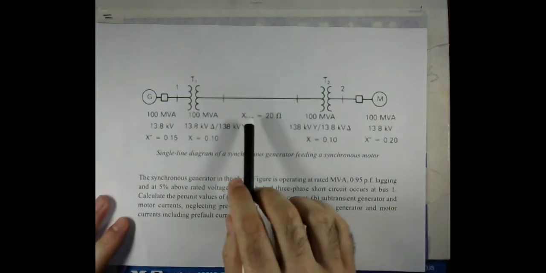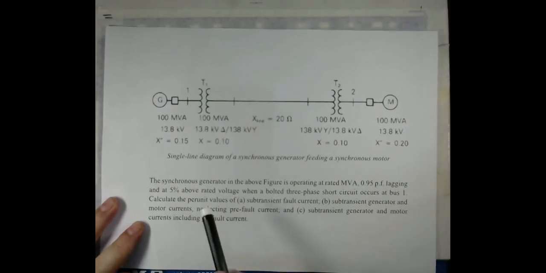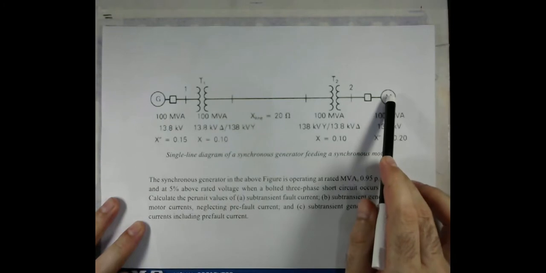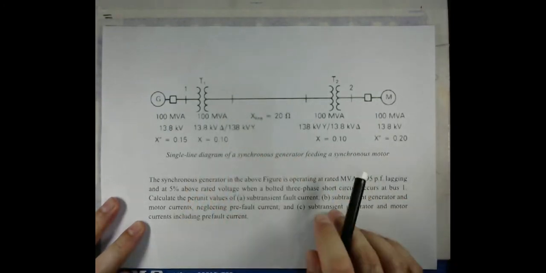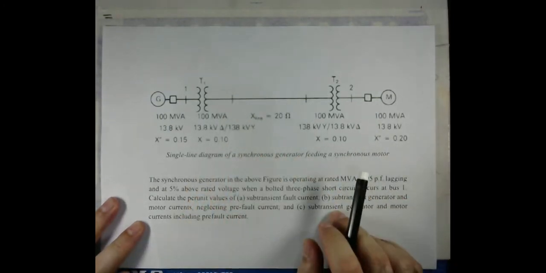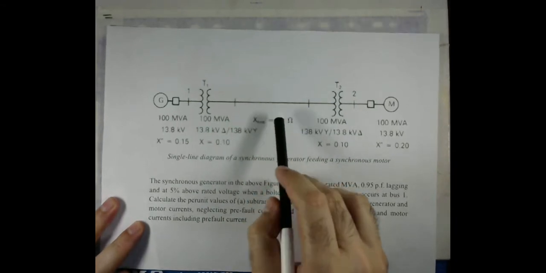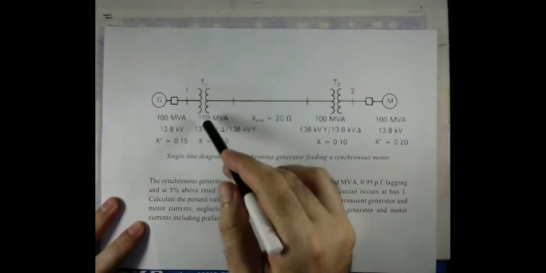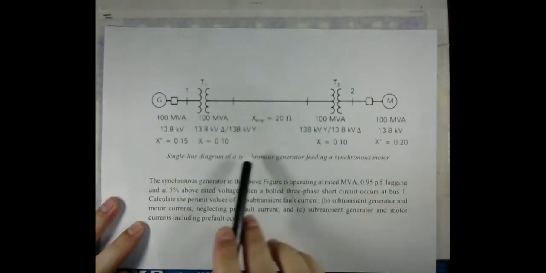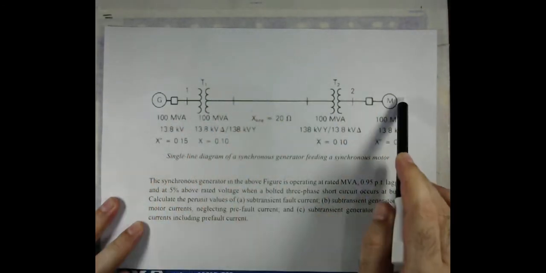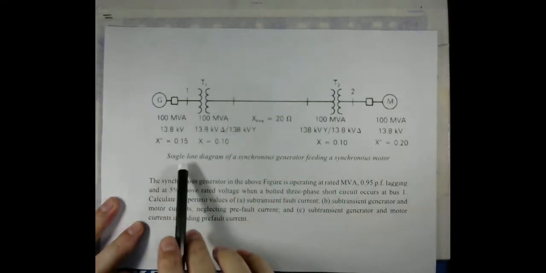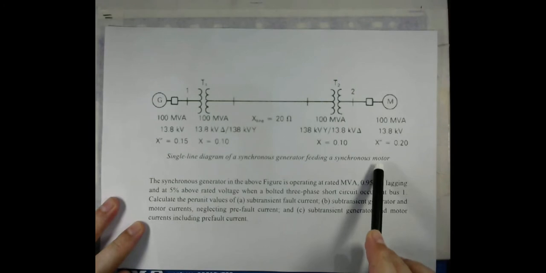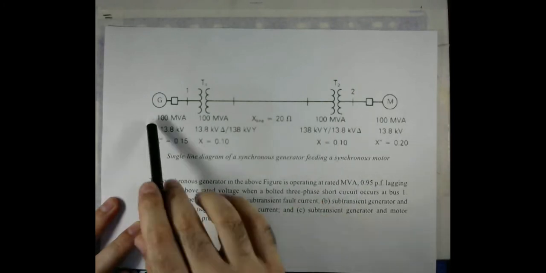In this particular situation, as you can see, a generator is feeding a motor via a transmission line, and the line is considered lossless because only the inductive reactance is given. This is the one line diagram, what we call the single line diagram, of a synchronous generator feeding a synchronous motor. All the data is given.